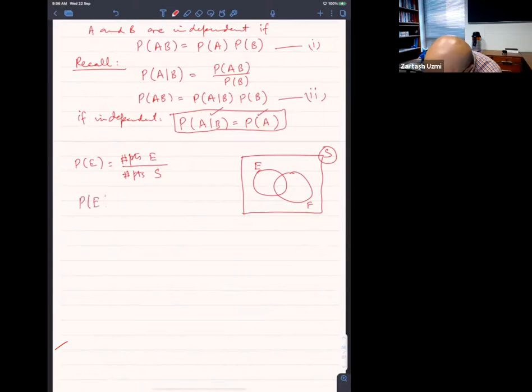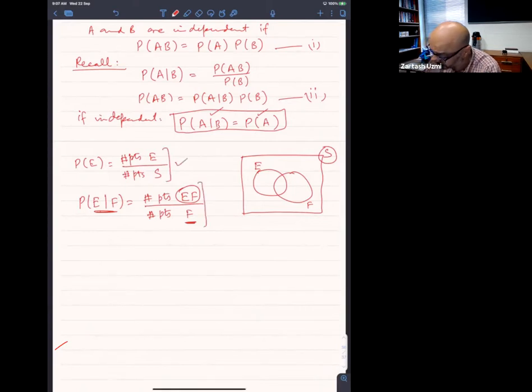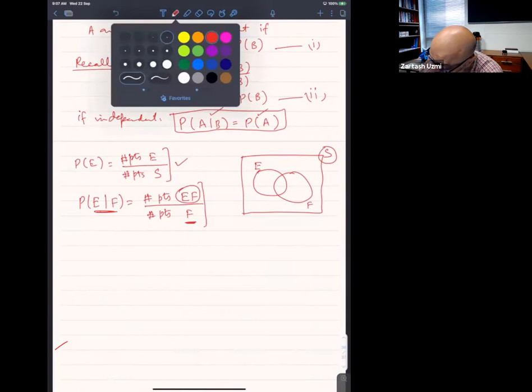Similarly, probability of E given F, ये क्या होता है आपके पास? ये होता है number of points in E and F divided by number of points in F. Why E given F के अंदर ये क्यों होता है? Because now our world is not the sample space. Now our world is this guy F, okay? And then we are only looking at E inside F, okay? So if you compare these two, you can see it's the proportion of E in S, and this is the proportion of E in F, okay? So this is, I'm going to write it here.